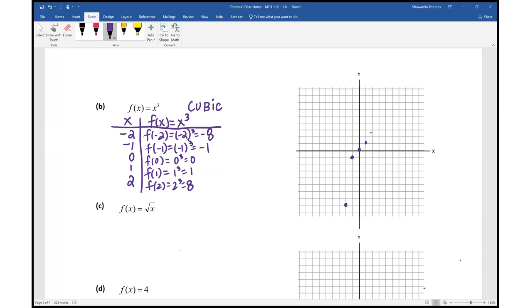Notice we are going up from left to right. So we are increasing from left to right. 1, 2, 1, 2, 3, 4, 5, 6, 7. Somewhere here. And again, know the shape so you'll know that it's supposed to curve a little like a snake here. Do that. Curve it just a little. All right. So this is the cubic function.